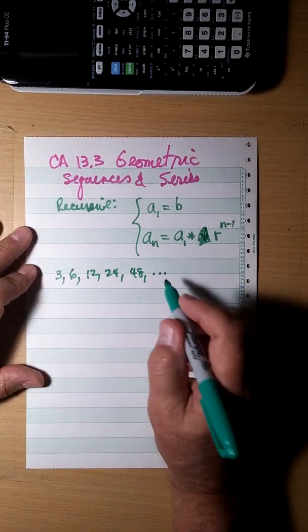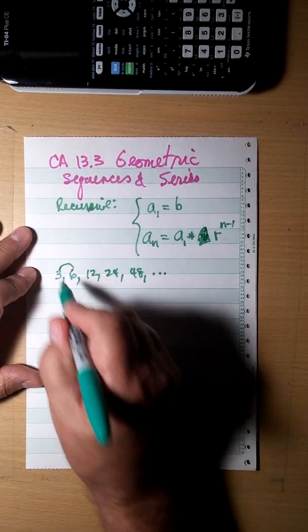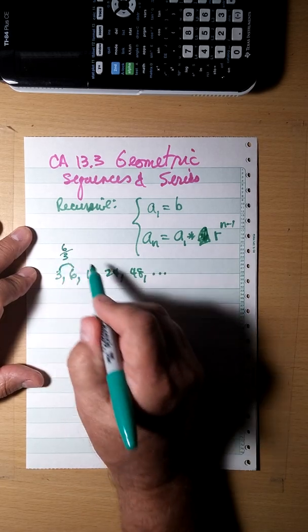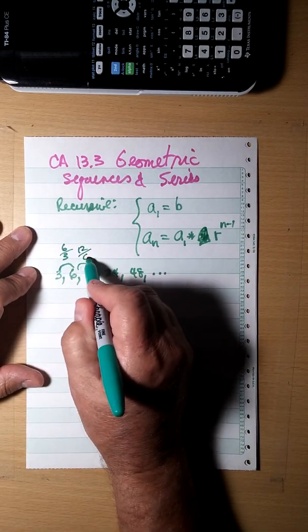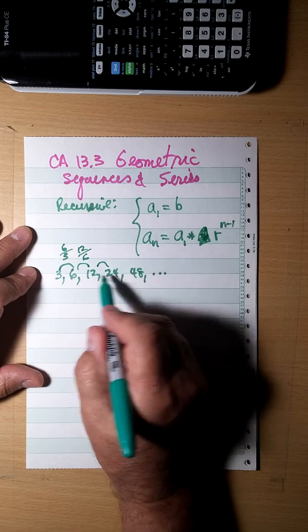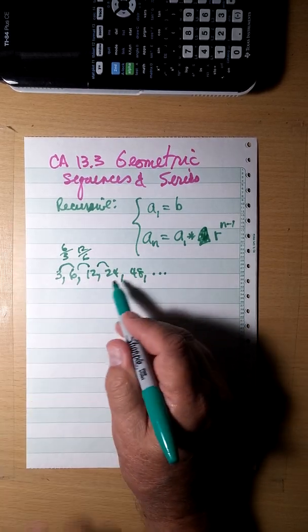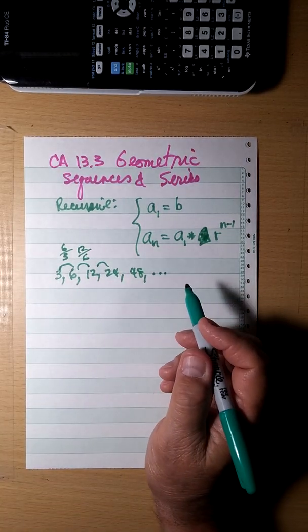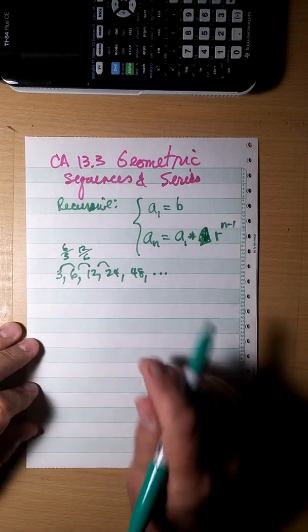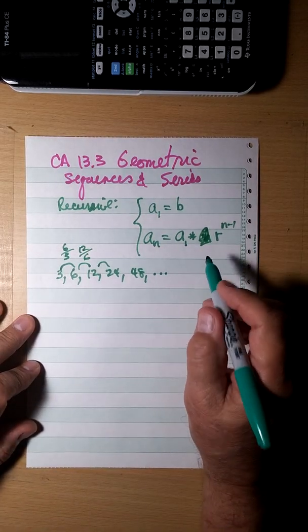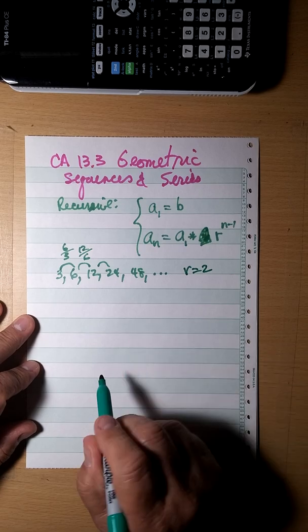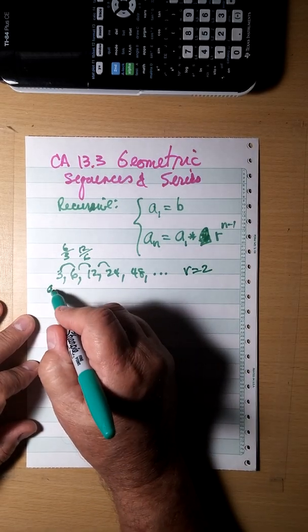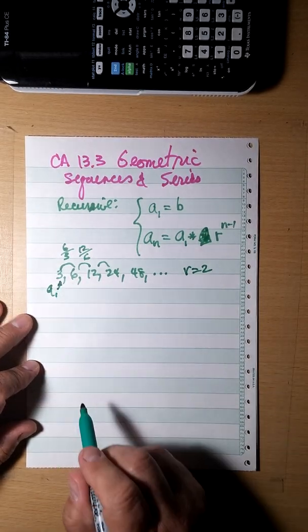So notice this, to find the common ratio, it's 6 divided by 3, that's 2. 12 divided by 6 is 2. 24 divided by 12 is 2. 48 divided by 24, and that's why they call it a common ratio. The arithmetic was a common difference. So r equals 2. A sub 1 is the 3.